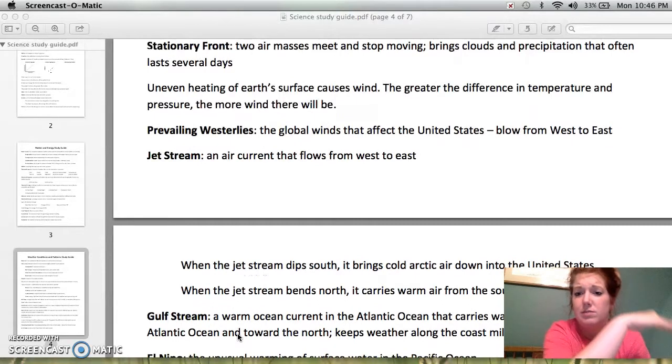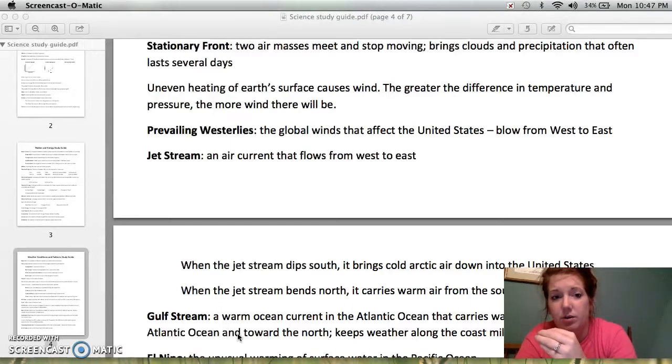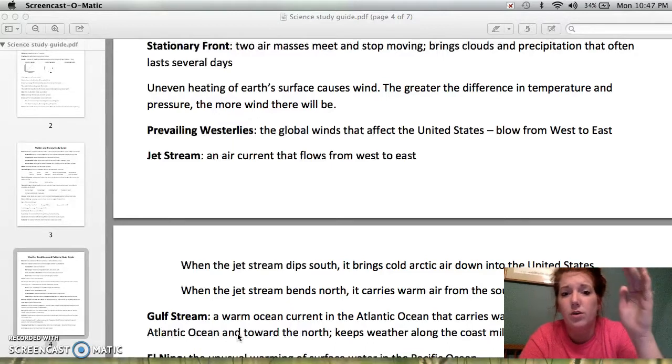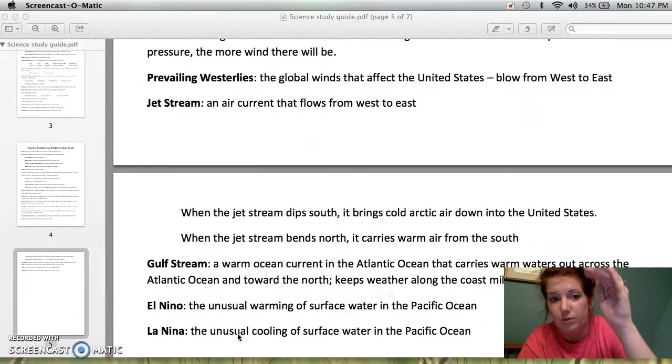When the jet stream dips south as it's going across the United States and waving, think of what is south. It brings cold Arctic air down into the United States. Because it comes across and dips south, it's going to bring that cold Arctic air down. When the jet stream bends north, it carries warm air from the south up to the north.